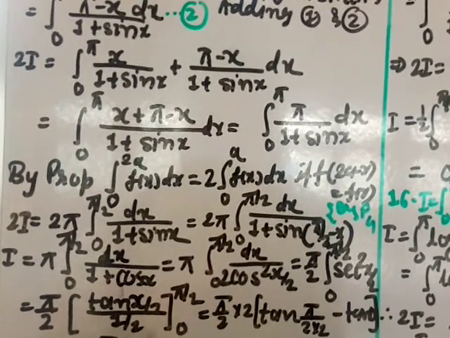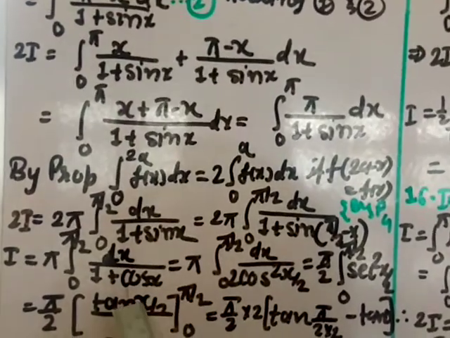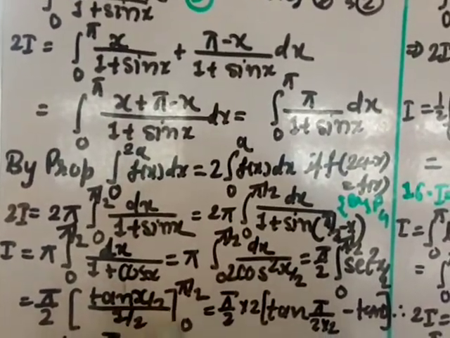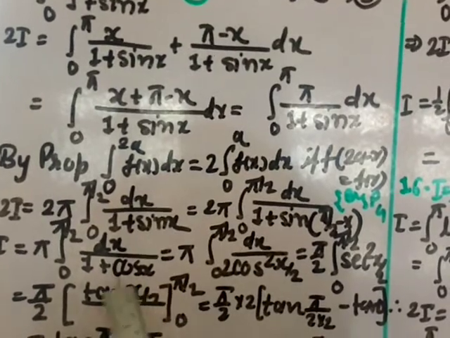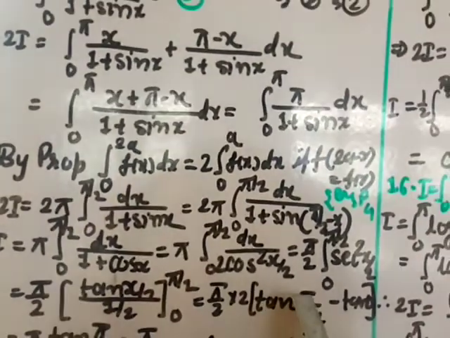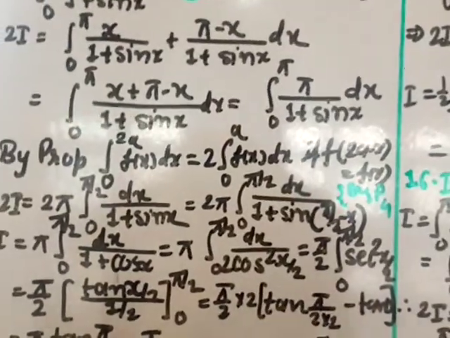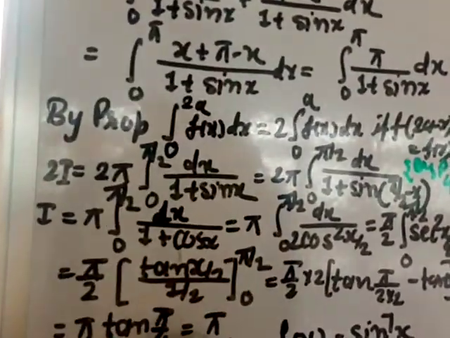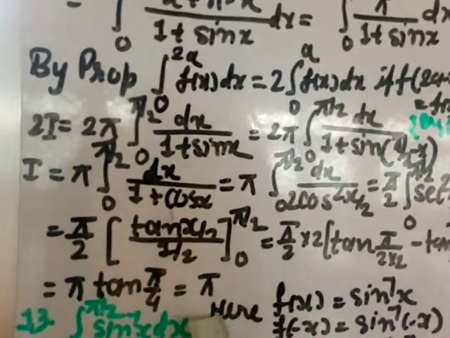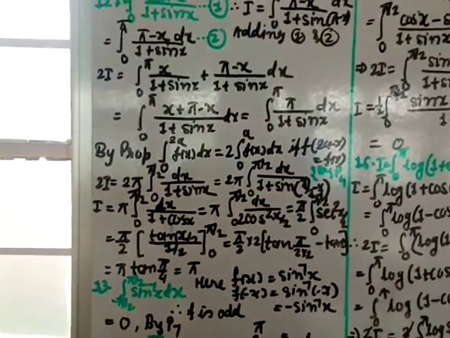Pi into tan x by 2, and apply the upper limit pi by 2 and the lower limit 0. When you apply the lower limit, tan 0 is 0. Putting pi by 2 in x by 2 gives pi by 4, and tan pi by 4 is 1, so pi into 1 is equal to pi. That is the answer for question number 12.